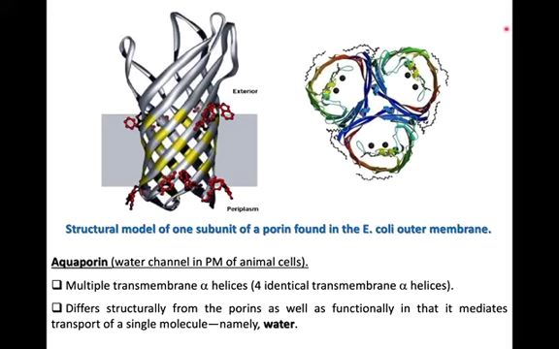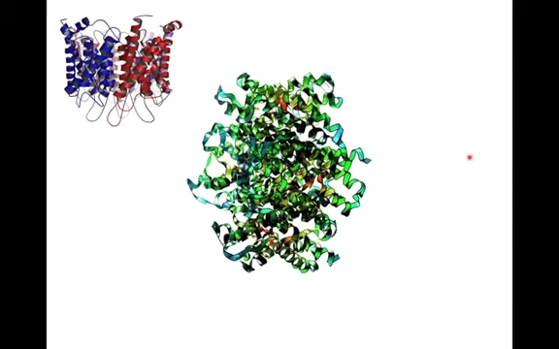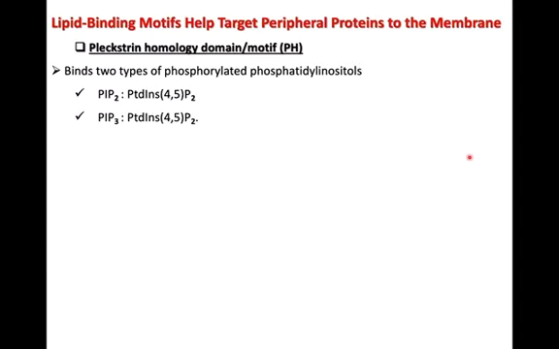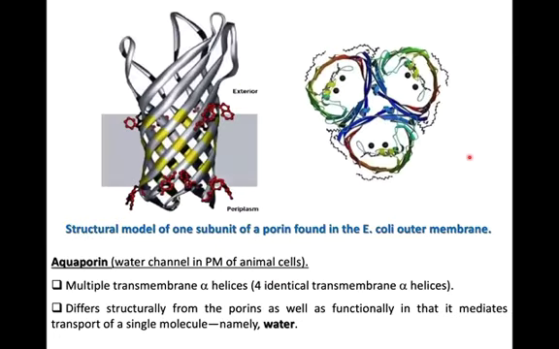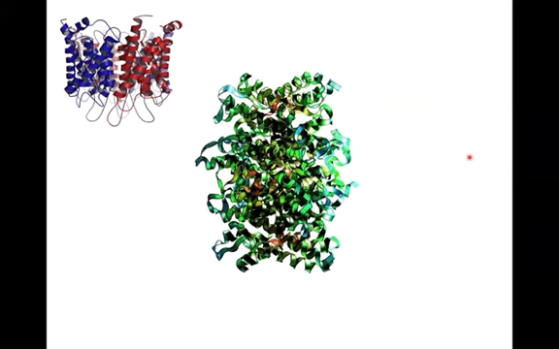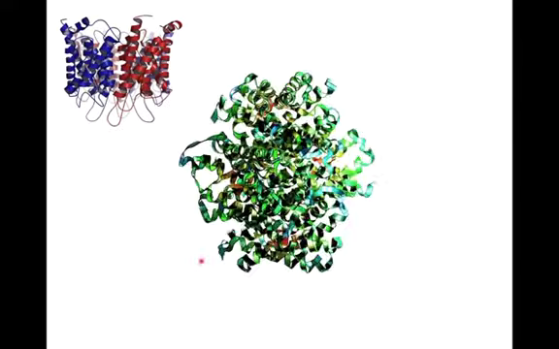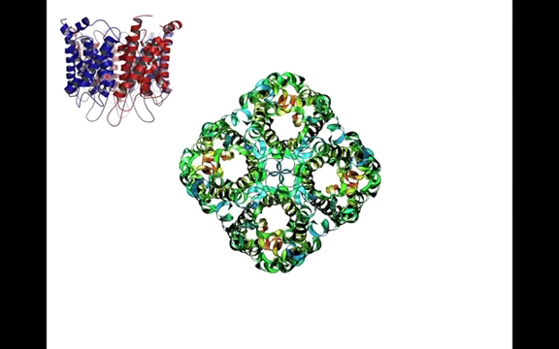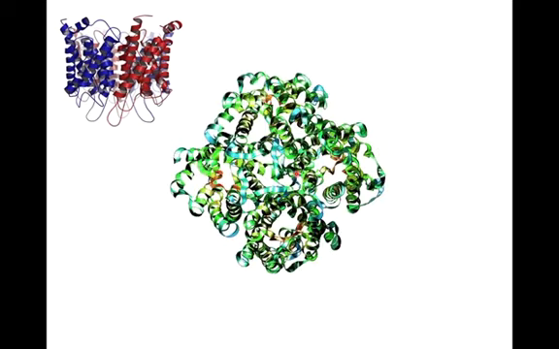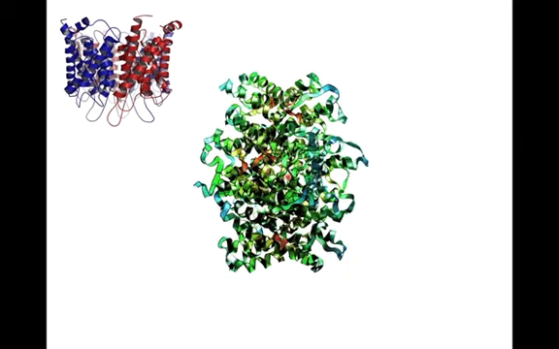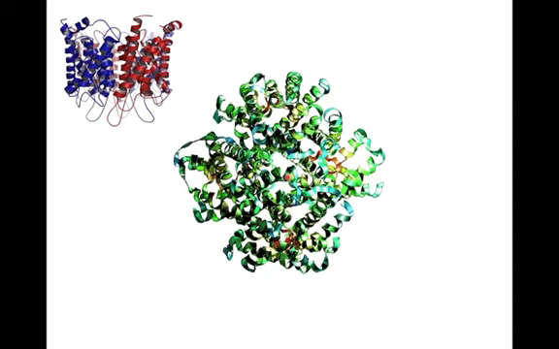Okay, so let's see now. Actually, this is the structure of the aquaporin. As we have just said, it's four identical transmembrane alpha helices, and it's multiple. So you can see here, and this is the 3D structure of it. Okay, and you can see in the middle there is a pore.